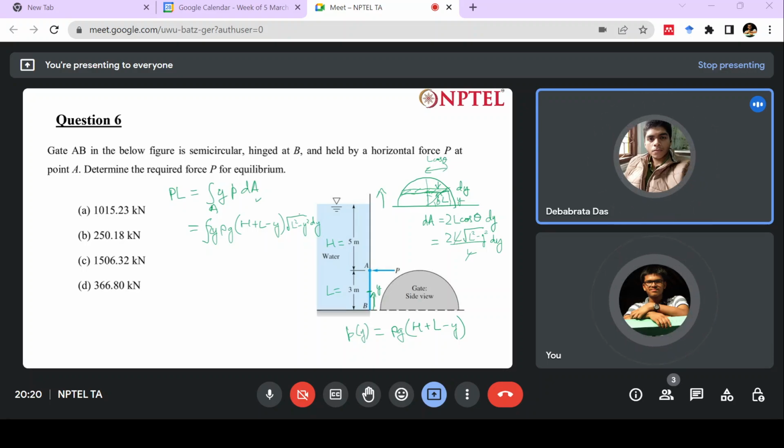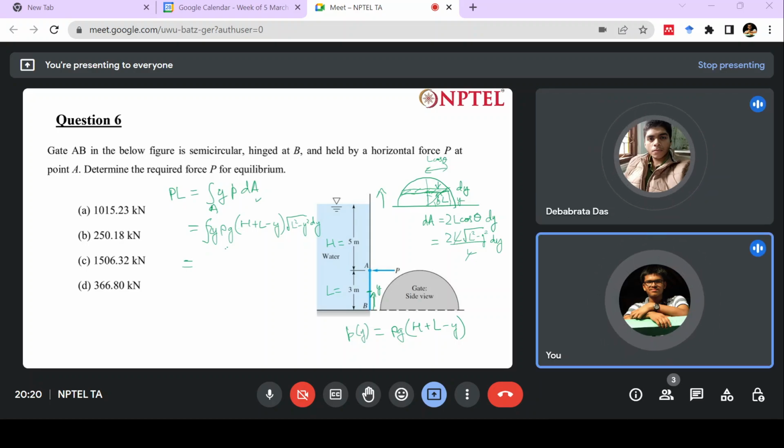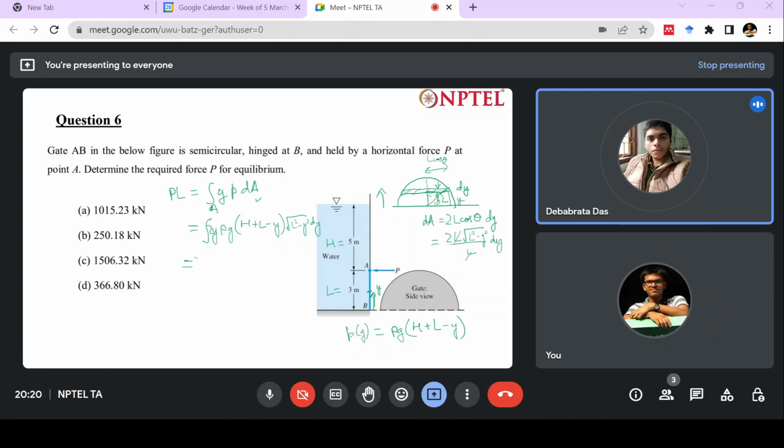Okay, now you have to do some integration. These integrations are not very difficult, so we will do this. This is from 0 to L, so y will vary from 0 to L. So this is 2 rho g times (h plus L). Let me separate it like this: (h plus L) is y, integrated from 0 to L, y times root over L square minus y square dy.